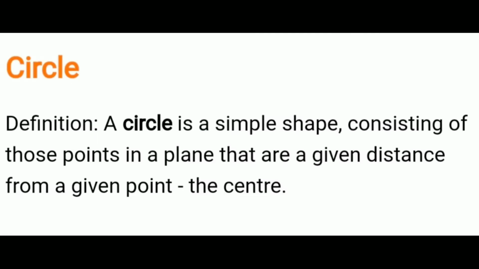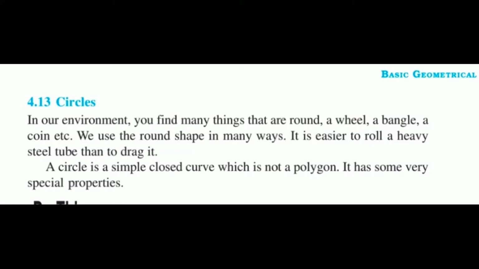So the definition of circle will be like this. A circle is a simple shape consisting of those points in a plane that are a given distance from a given point, the center. In our environment, you find many things that are round: a wheel, a bangle, a coin, etc. We use the round shape in many ways. It is easier to roll a heavy steel tube than to drag it.